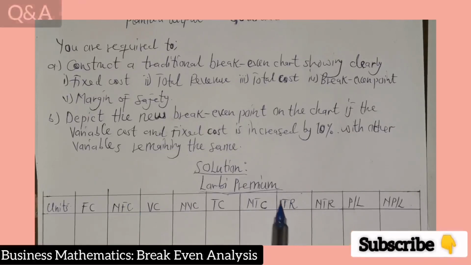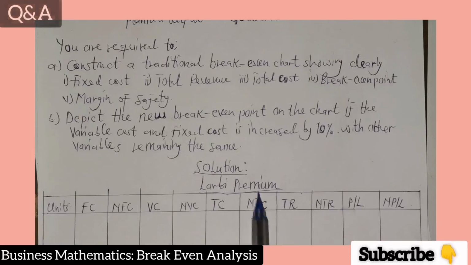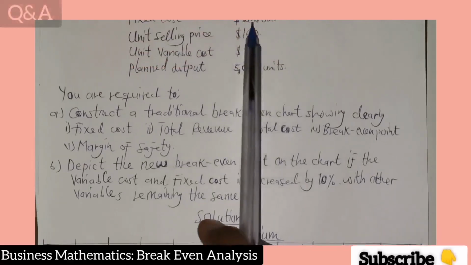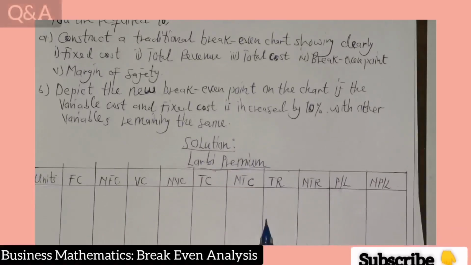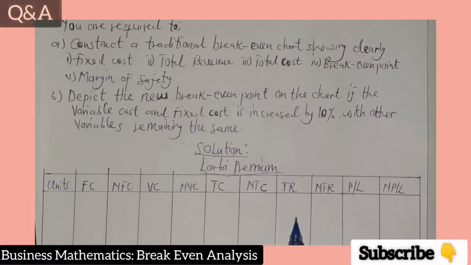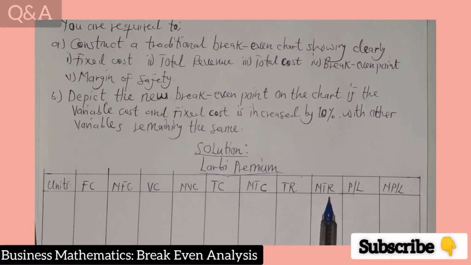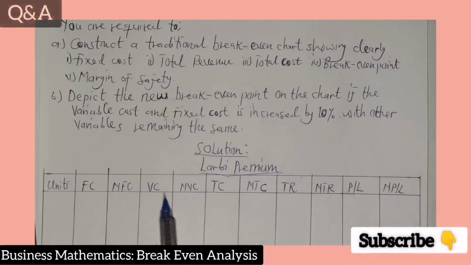Then for total revenue, there is the output multiplied by the unit selling price, which is what? 160. Then you record that also on this column. Then your new total revenue will be the same, because the change in other variables like the variable cost and the fixed cost does not affect it.